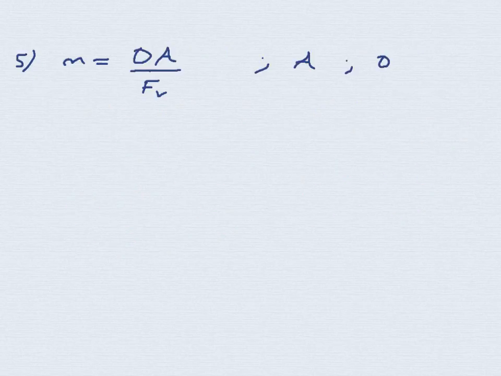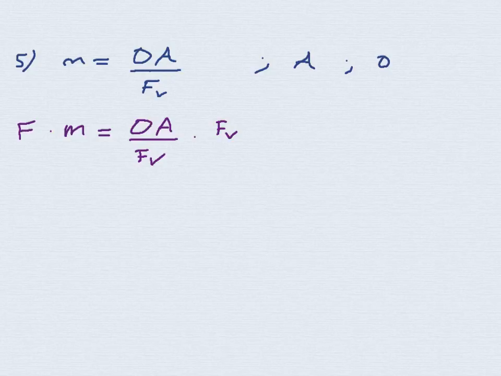Number 5. M equals O times A over F subscript V. Not F times V, but F little v. To solve for A or to solve for O, you need to get rid of the fraction. You need to multiply both sides by the denominator. Multiply this by F little v. Multiply this by F little v. The question becomes much simpler.